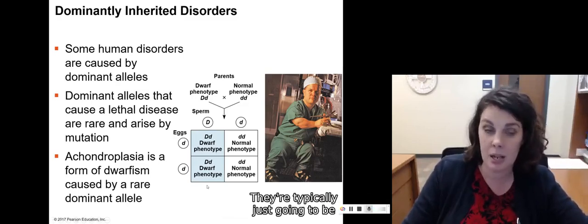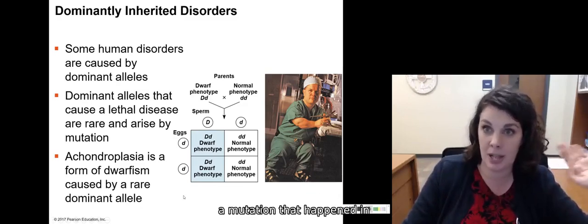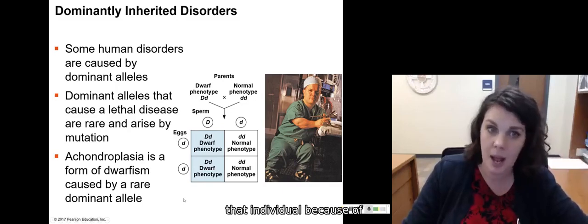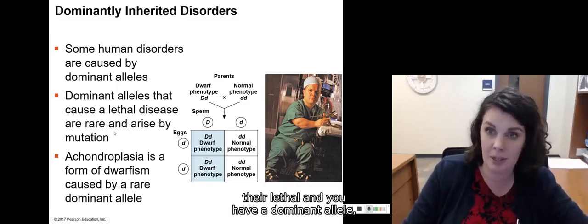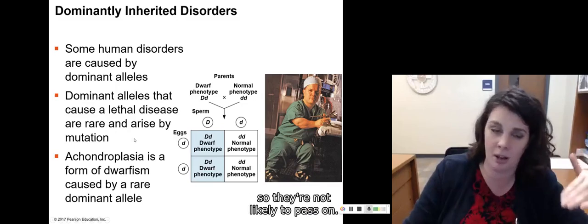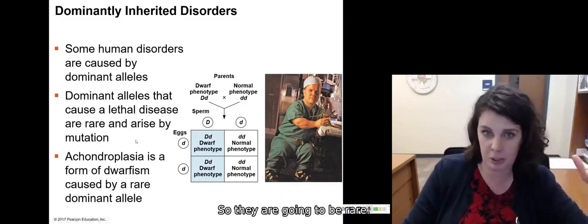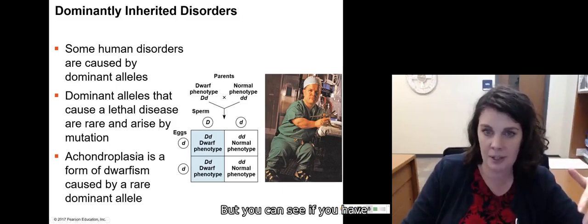Dominant alleles that carry a lethal disease are rare, and they're typically just going to be a mutation that happened in that individual. Because if they're lethal and you have a dominant allele, you're going to die before you have children, so they're not likely to pass on. So they are going to be rare.